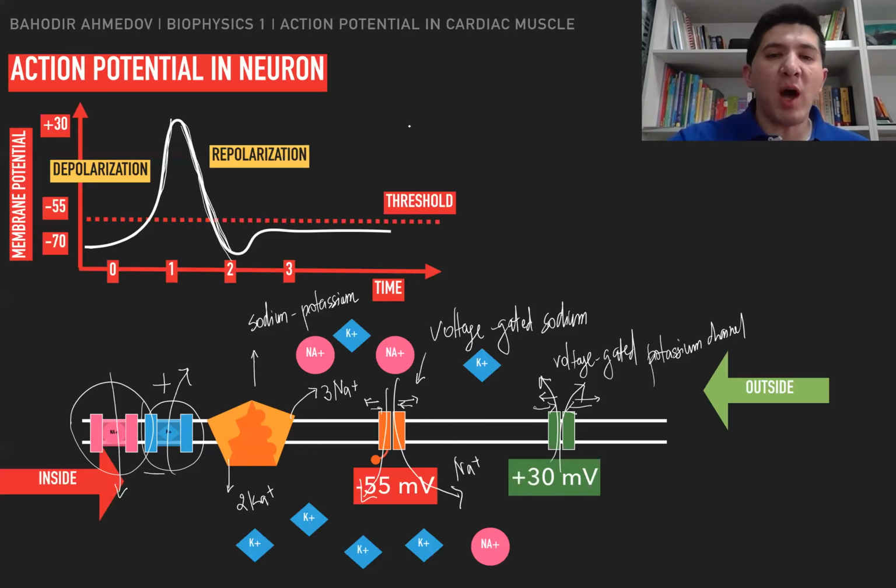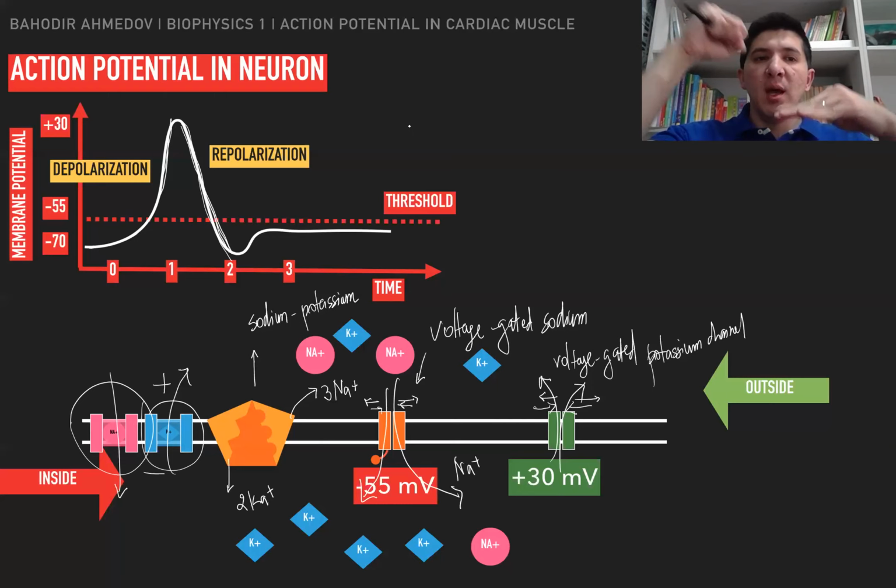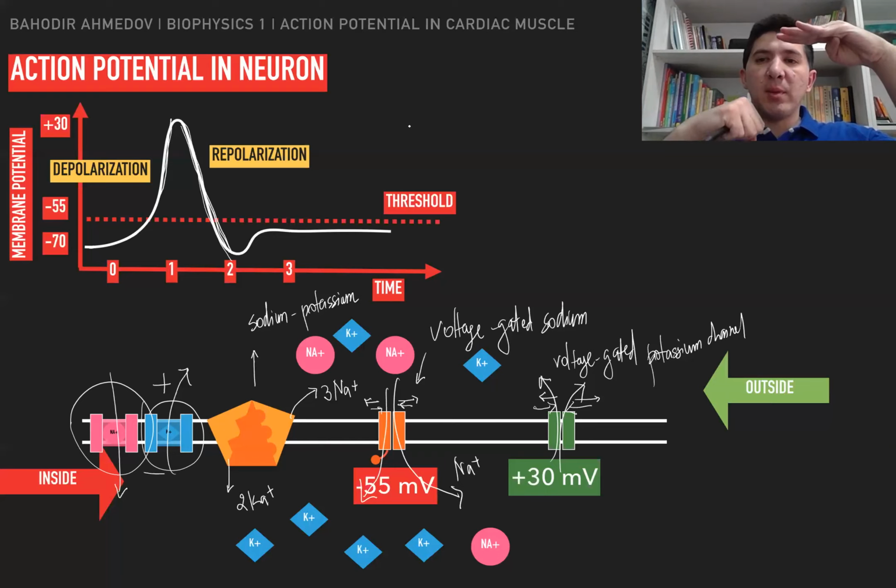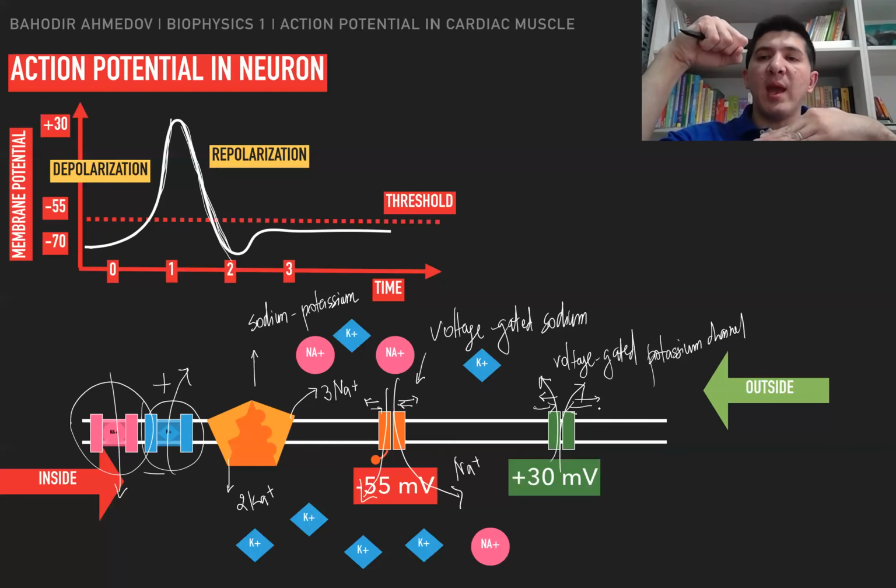This process, when the membrane potential becomes negative again inside the cell, is called repolarization. Because in the beginning we used to have minus inside and plus outside, then it became minus outside and plus inside. This is called depolarization. When this voltage-gated potassium channel is opened and lots of potassium are going out, then the membrane potential inside the cell becomes negative again, so it's called repolarization. These are really important terms for us.